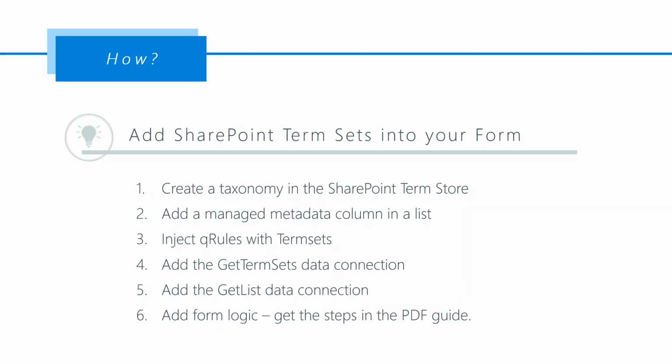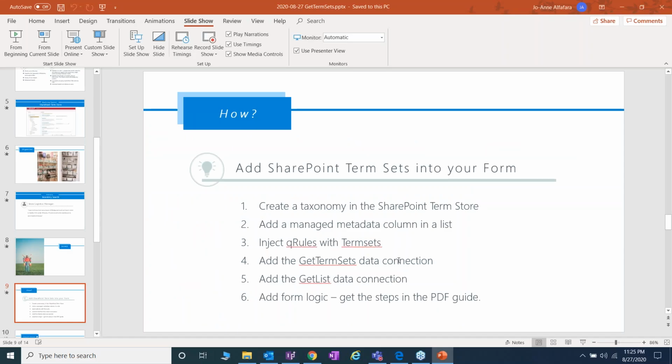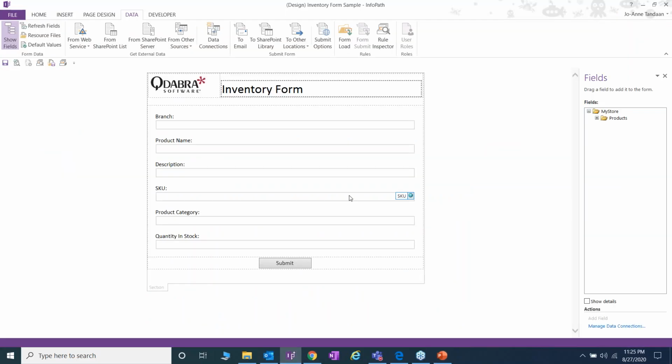It's just that you're selecting the metadata type. Okay. Then after that, you need to inject qRules with term sets. Then you need to add 2 data connections to SOAP web services to query get term sets and get lists. And then the last piece is to add the form logic. And the form logic, the steps are provided in the PDF guide that we're also including in the package. So I'll show you a quick demo here how you can easily apply that.